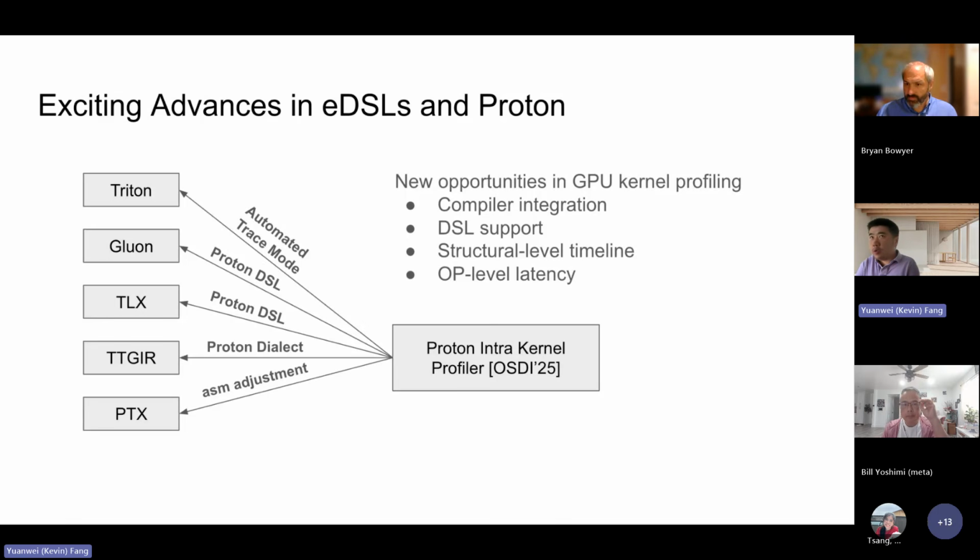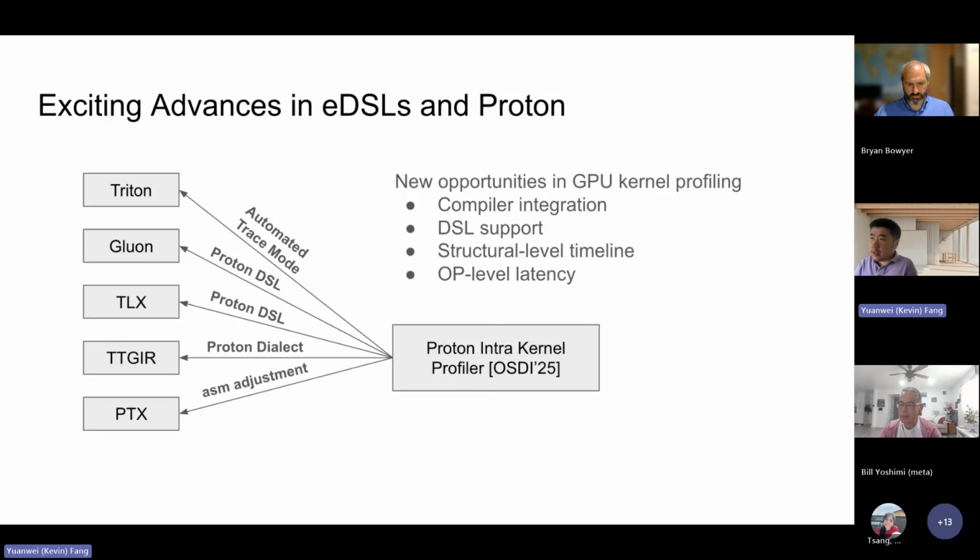Specifically, there are four new dimensions. First, the Proton intra-kernel profiler is compiler integrated, and it has DSL support. It gives you the ability to view a structural-level timeline for Triton or Gluon TLX programs, and it gives you op-level latency. So when the intra-kernel profiler works with Triton, Gluon, and TLX, we have different approaches to work with them at different abstraction levels.